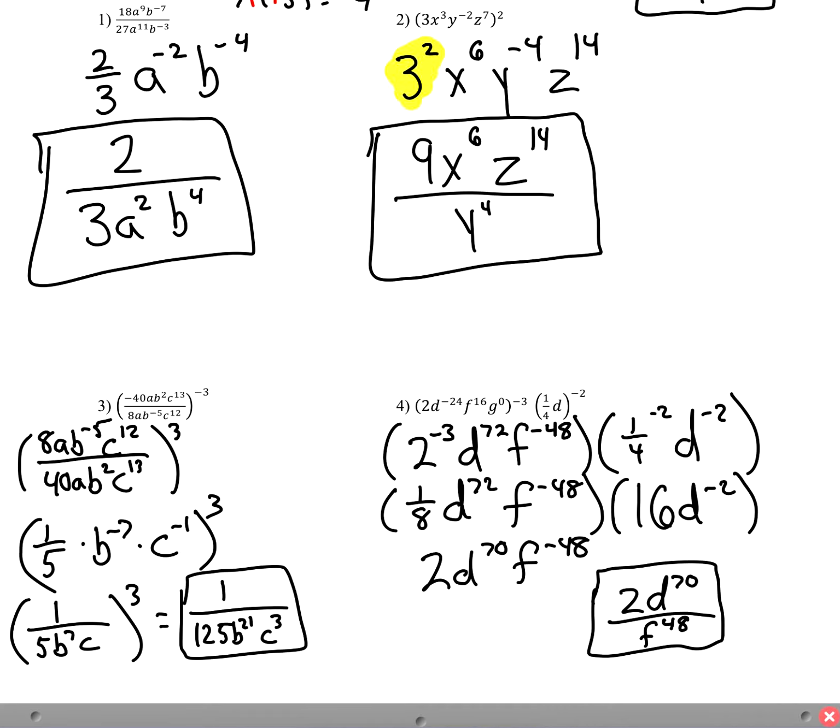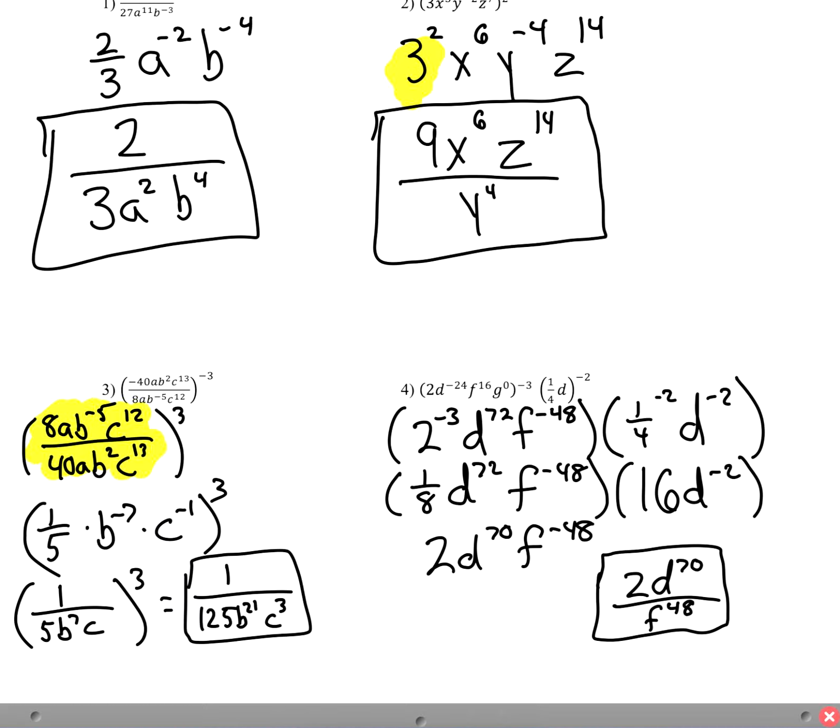And the last two, a little bit trickier. So for number 3, there's a bunch of different ways of going about number 3. It's all going to give you the same correct answer. But what I chose to do is I first chose to flip everything first. So I flipped the entire base to deal with that negative exponent. And then I simplified each like term inside of the quotient. And you get 1 over 5 times b to the negative 7th times c to the negative 1st. But they have a negative exponent, so you have to flip them. They're in the numerator, so they go in the denominator. And then you raise the numerator and the denominator to the third power.